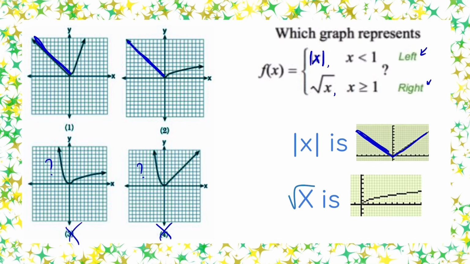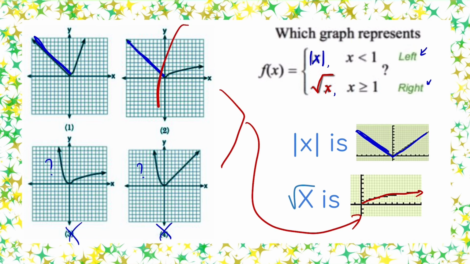Now for the graph on the right, if I put square root of x into my calculator and hit graph, I get something like this. Which one of these choices looks like that on the right side of the graph? That's choice 2. See, that looks just like that. So that's how you read something like this. The one on the top is the graph on the left, the one on the bottom is the graph on the right. I didn't even really have to know any of that stuff. It's kind of cool.